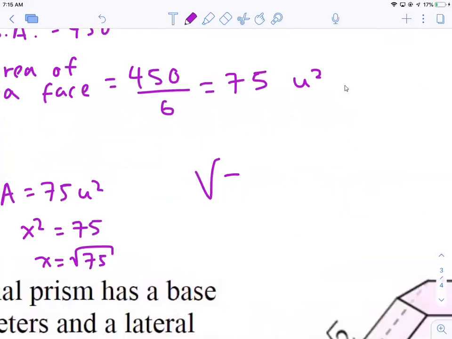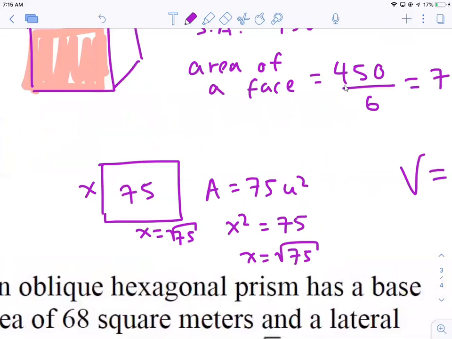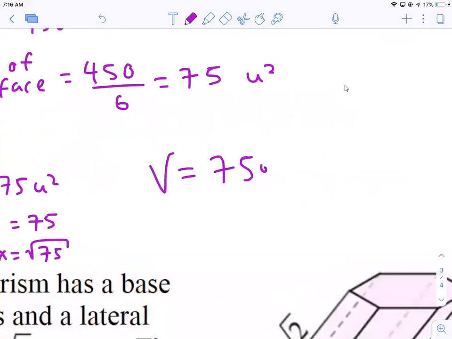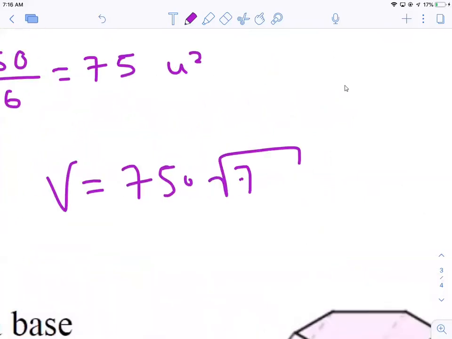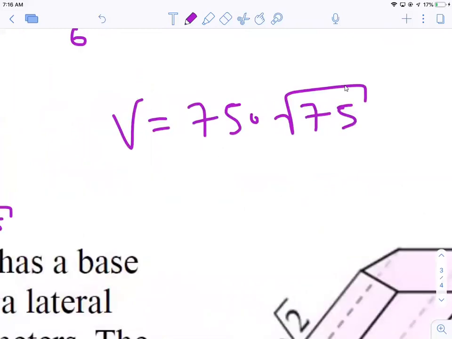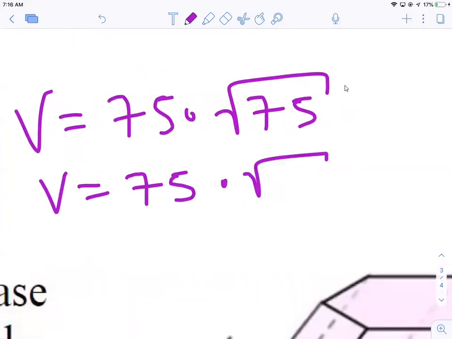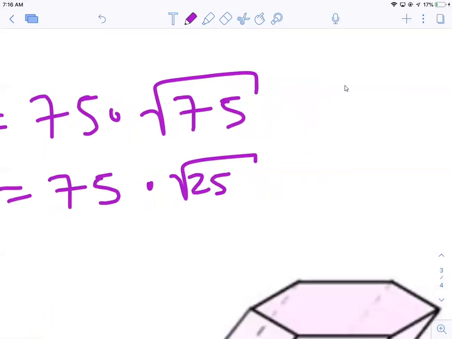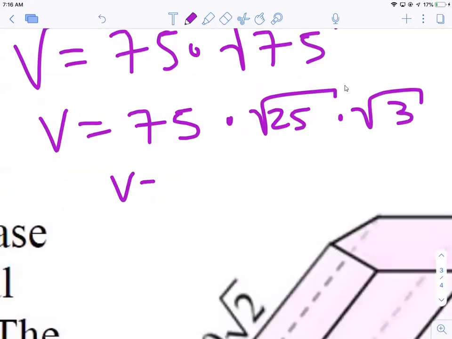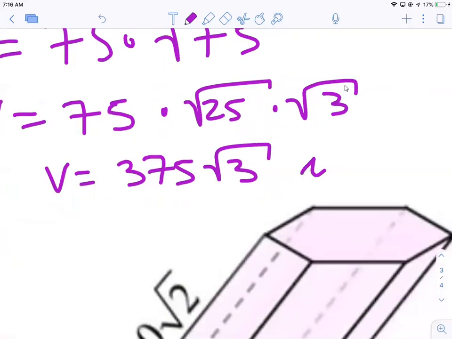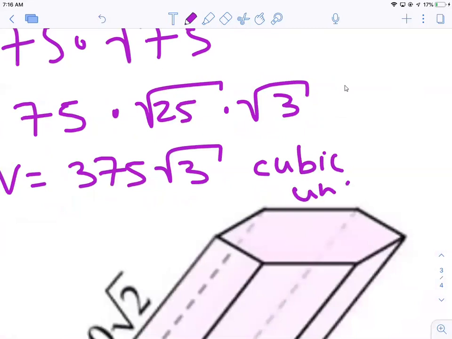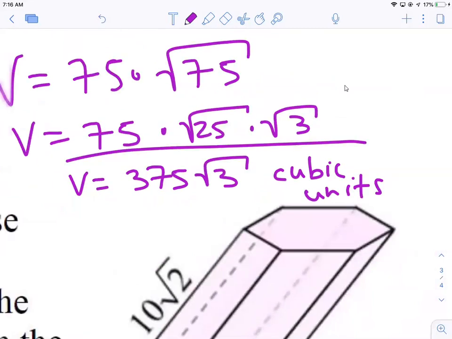So the volume is area of the base. We said the area of the base is 75. If you want to do side times side times side, that's also fine. So it's going to be equal to 75 times the height. We're at 75. Let's get this in simplest radical form. So let's change that to what's 75 equal to? 25 and 3. 75 times 5, what is that? 375 root 3. And don't forget units cubed. Or you can write cubic units. Boom. All right.